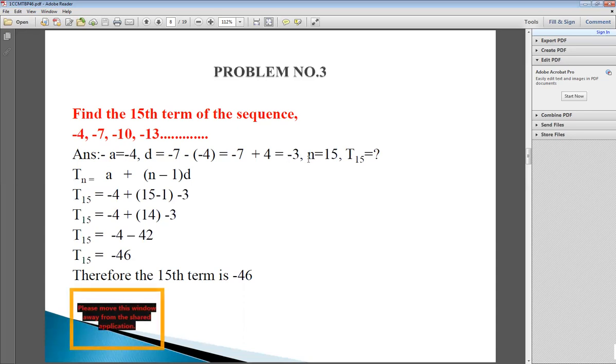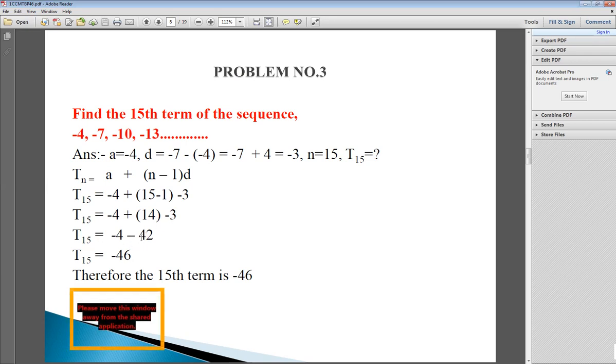So n is the number of terms, which is 15. So T15 has to be calculated. Now, let us substitute the same in the formula, Tn equals a plus (n minus 1) into d. T15 equals a, which is minus 4, plus (15 minus 1). The difference value is minus 3. So T15 equals minus 4 plus 14 into minus 3. T15 equals minus 4 plus minus 14 into 3, which is minus 42.